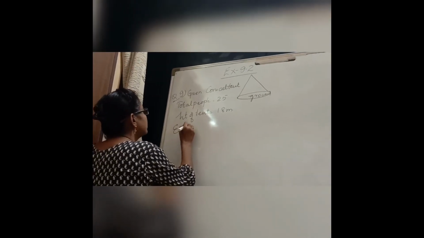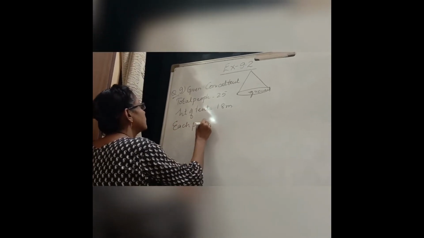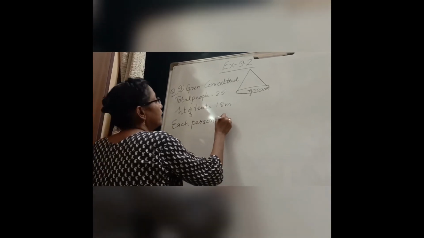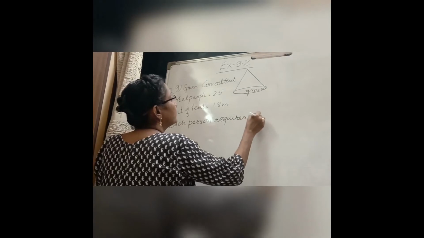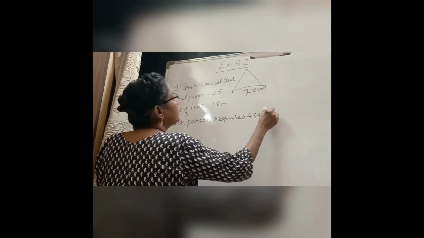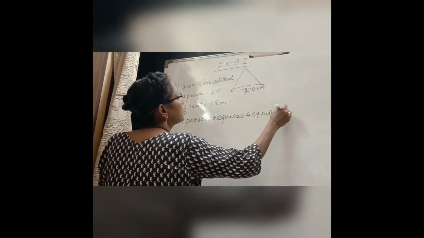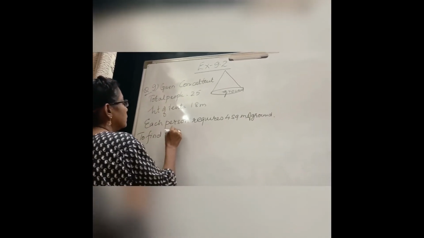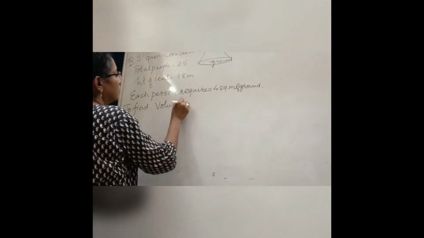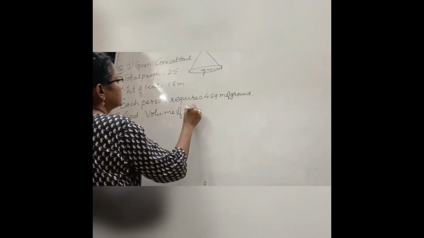Each person requires 4 square meter of ground. To find the volume of the tent.